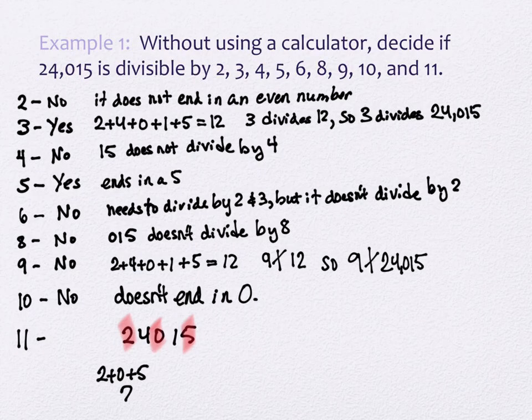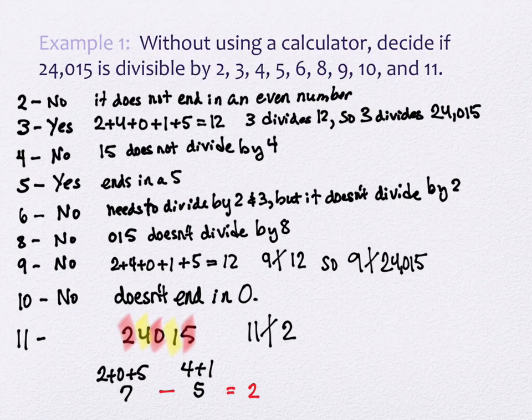7. And the opposites, or the ones I haven't highlighted, the 4 and 1. 4 and 1 is 5. And then we take these two and we subtract them. What's 7 minus 5? 2. Does 11 divide 2? No, it's too small, right? I mean, it doesn't even make sense to talk about that way. 11 does not divide 2.